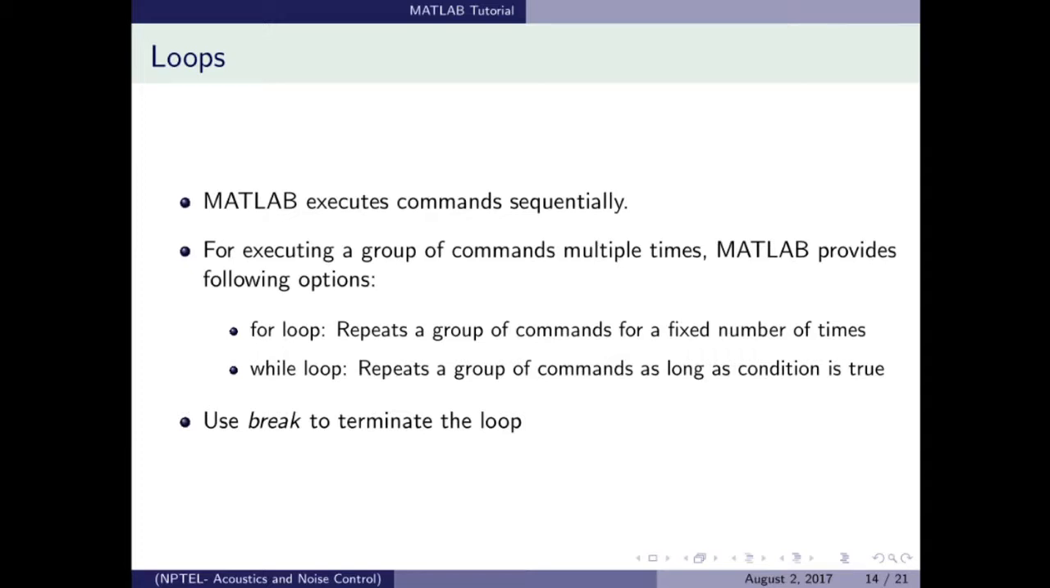For loop repeats the commands for a fixed number of times, whereas while loop will keep on repeating until the condition becomes false. We will later see that we can sometimes avoid loops and increase the computational speed by vectorizing our code. That we will see later.